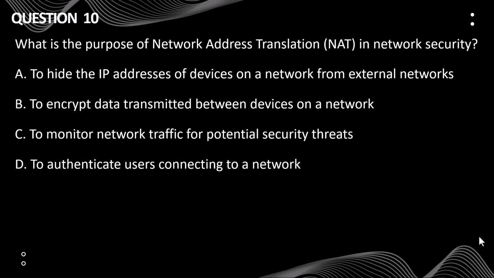Now, what is network address translation? It operates by modifying the source or destination IP addresses of packets as they pass through a firewall or router, and also it allows multiple devices on a local network to share a single public IP address. Now, it does this by hiding the internal IP address of devices behind a single public IP address. So with this explanation, the answer will be option A.